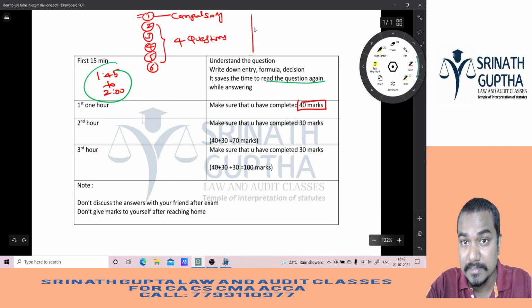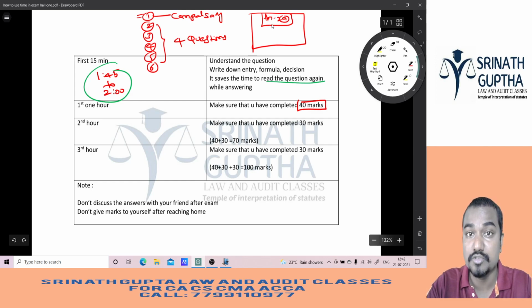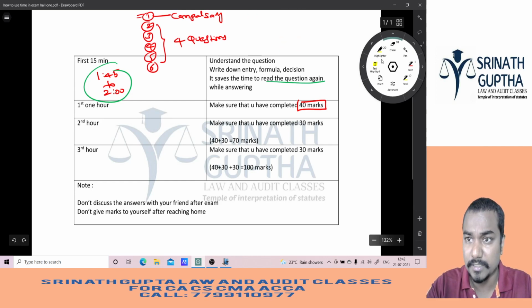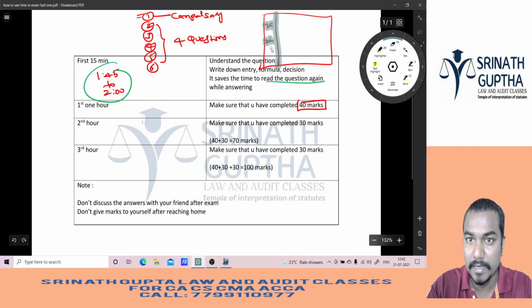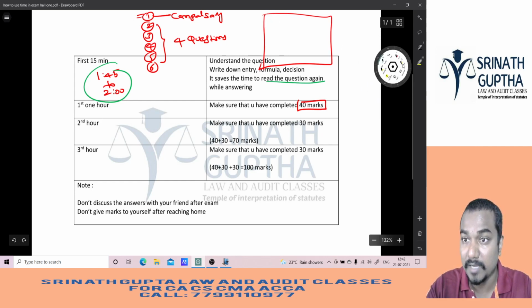Moreover, this is the answer sheet. In the middle of the page you have to write the answer number, like answer number 1A, answer number 2A. The majority of students don't get this right in the exam. These are clear instructions given by the ICAI. In the answer sheet, general students write like this, in the margin: answer 2A, answer 2B. But as per the ICAI instructions, you have to write the answer number in the middle of the page.